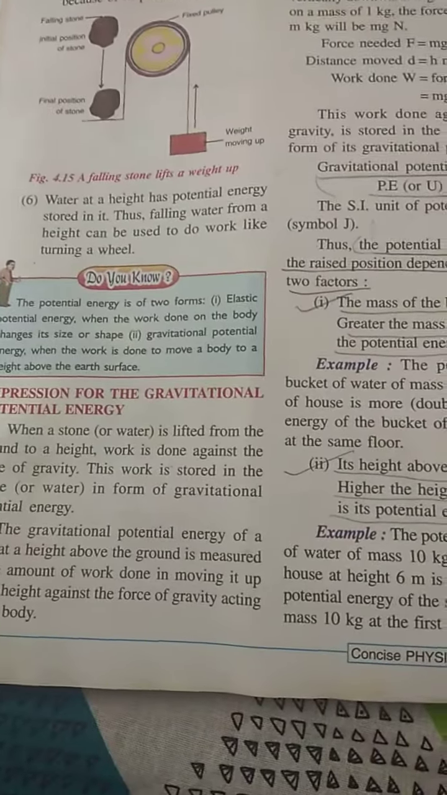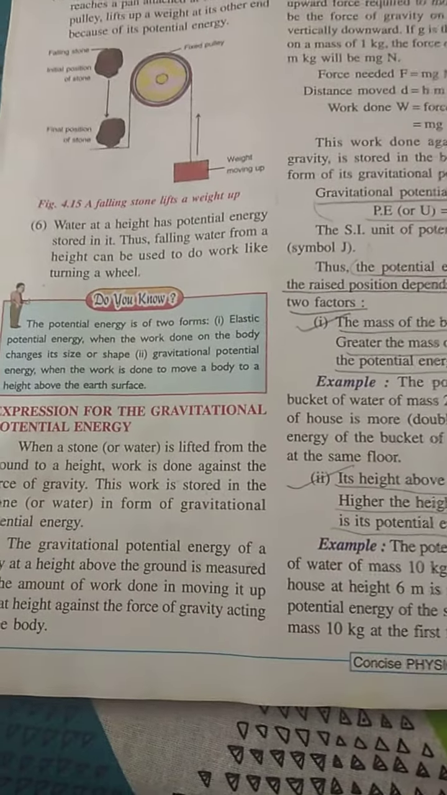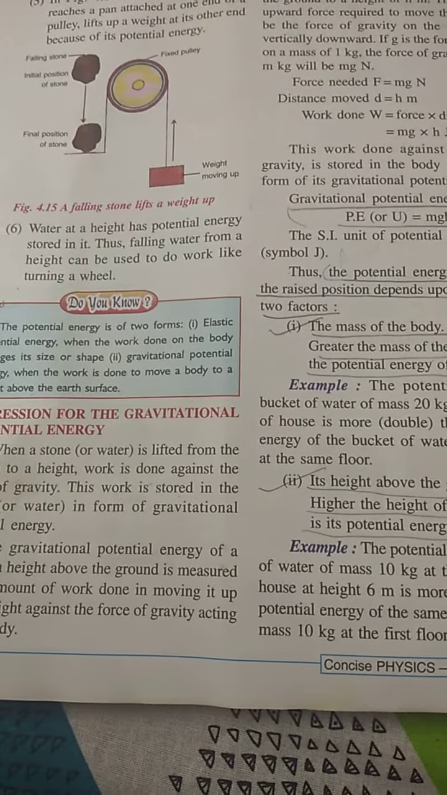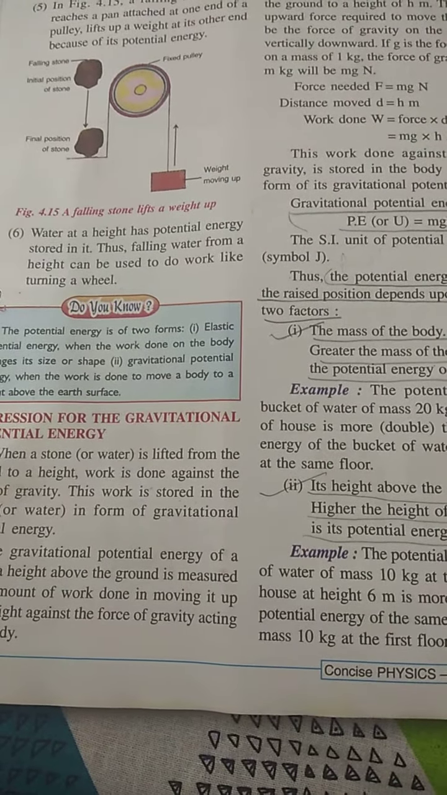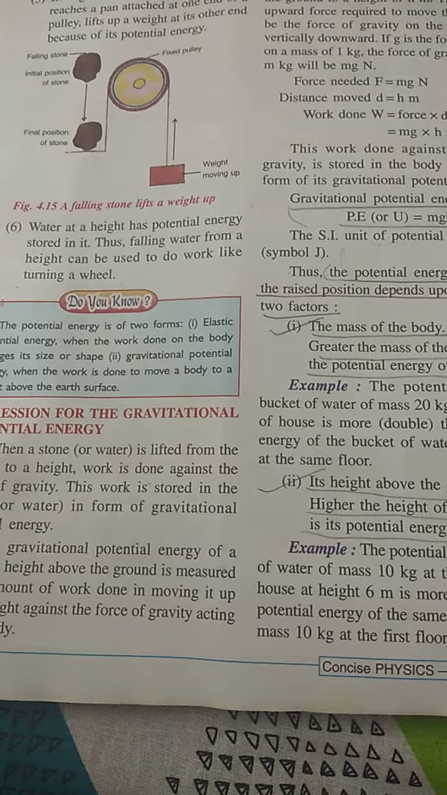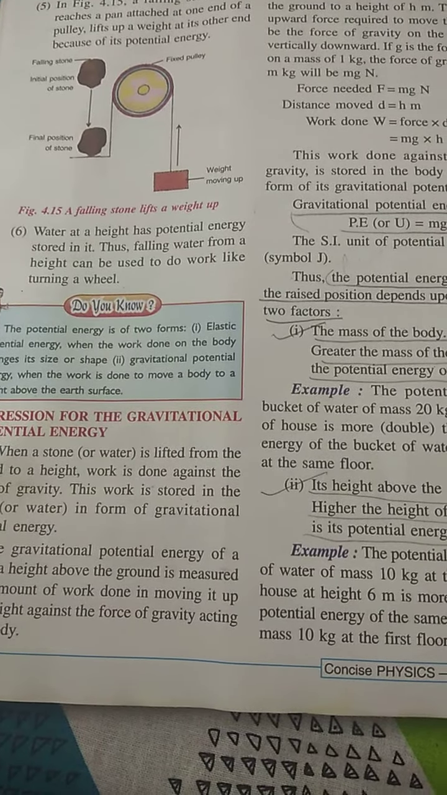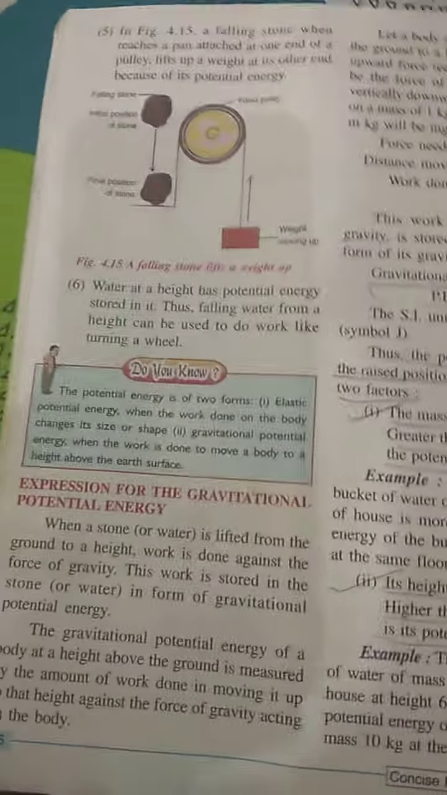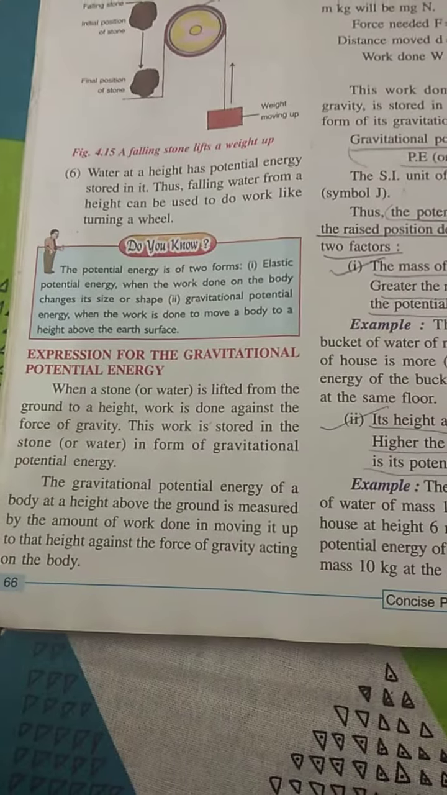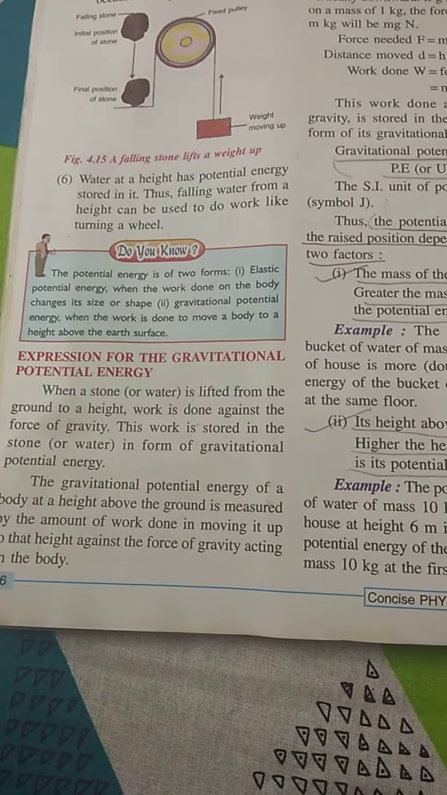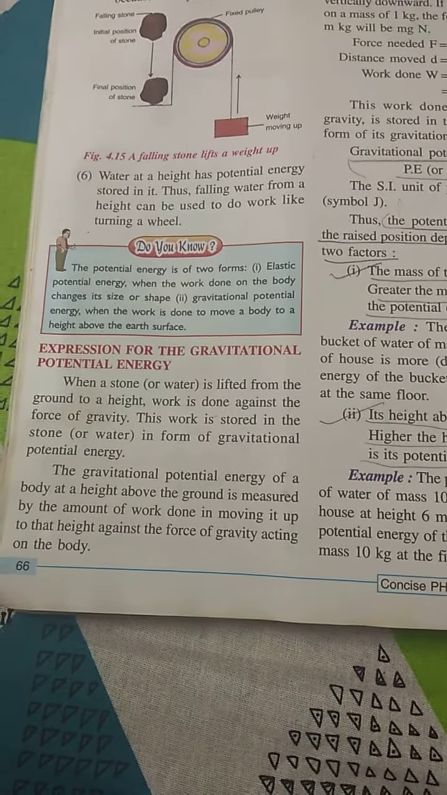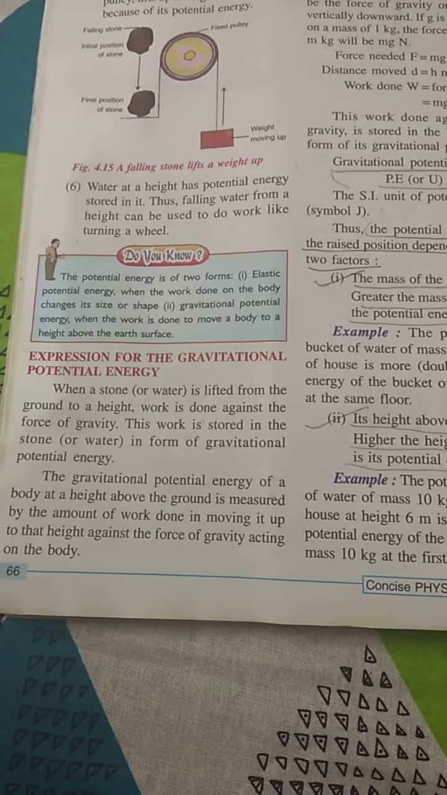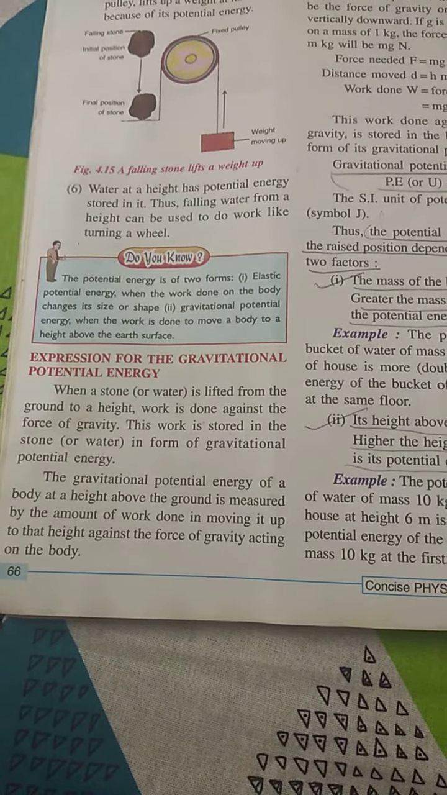Students, the next part is gravitational potential energy. From the word gravity we can understand that the force with which the earth attracts a body towards itself is called gravity. Now, the gravitational potential energy of a body at a height above the ground is measured by the amount of work done in moving it up to that height against the force of gravity acting on it.